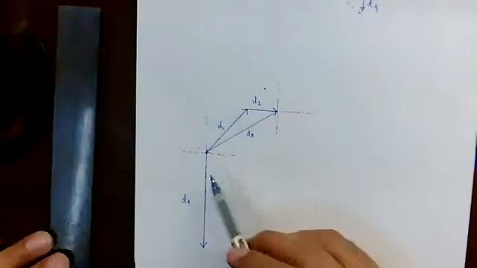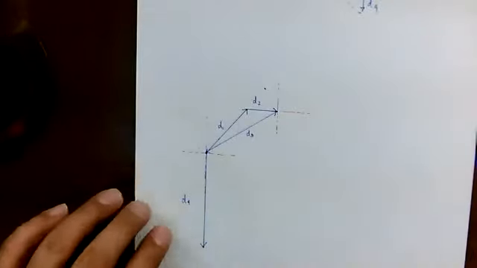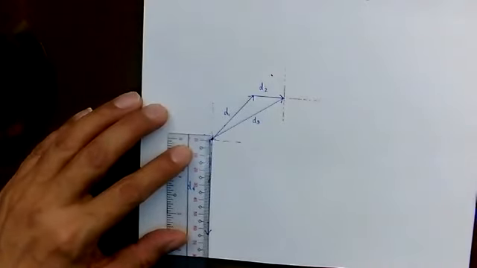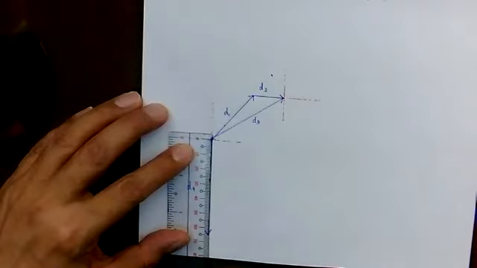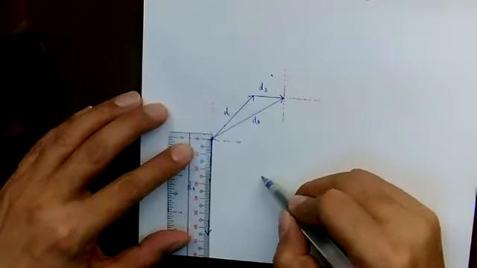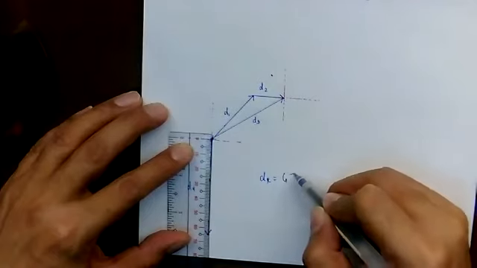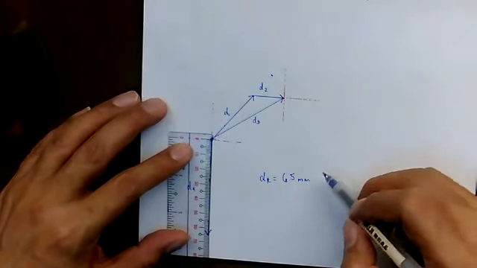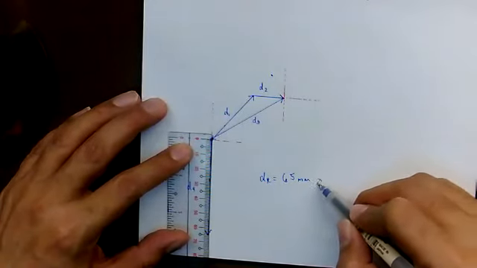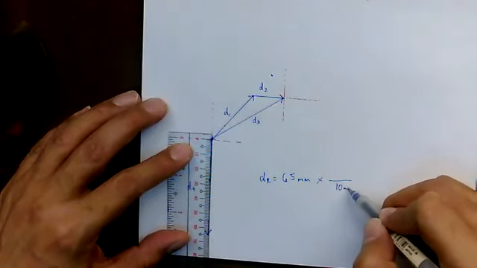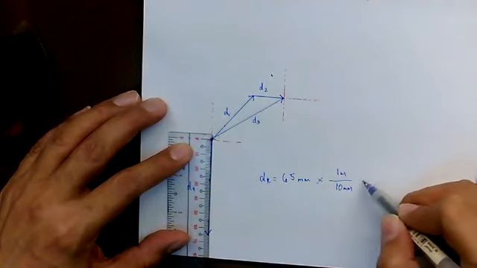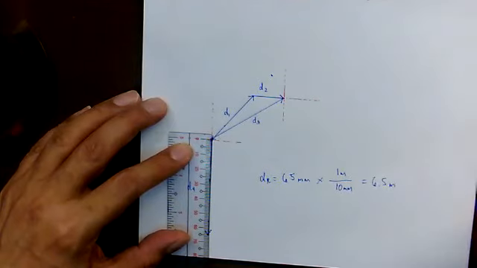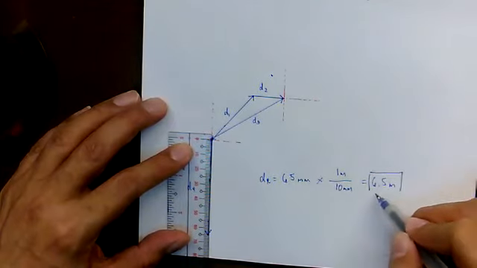Now from the starting point up to here, that would also be your resultant. So we measure this. Also 65. So our D sub R is equal to 65 millimeters. Then we put this back into meters. We scale back. D sub R times 1 meter over 10 millimeters gives 6.5 meters. Our magnitude is 6.5 meters.